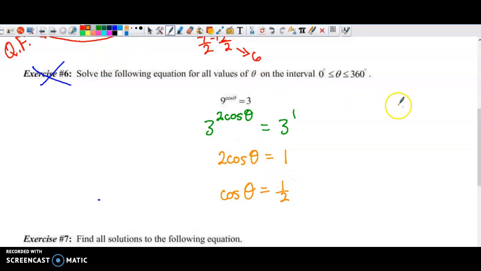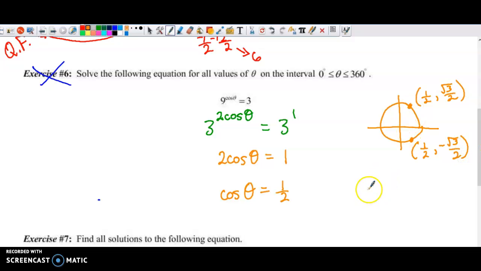And if you've learned the unit circle, then you can do this problem. If you haven't, then you can't really do it. But 1/2 would be up here, to think for a second, that would be 1/2, root 3 over 2. But it happens again over here at 1/2, negative root 3 over 2. And those two angles would be 60 degrees as well as 300 degrees.